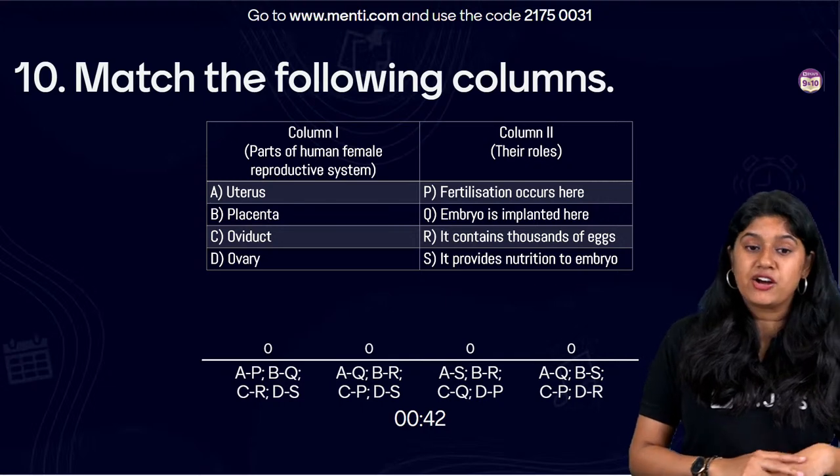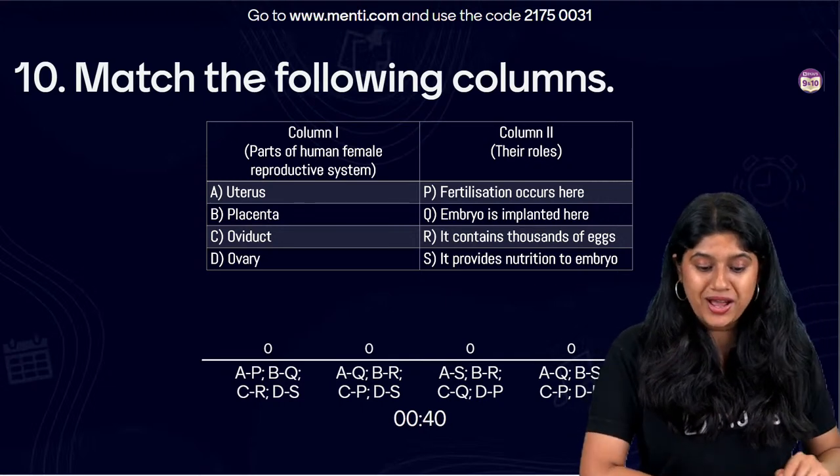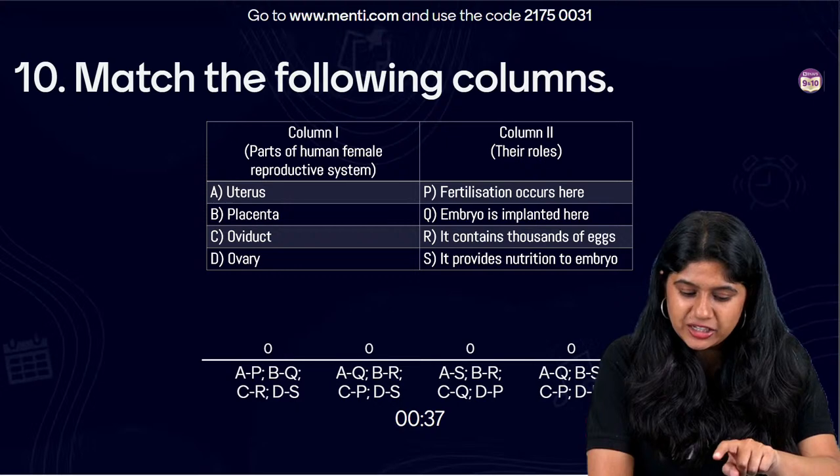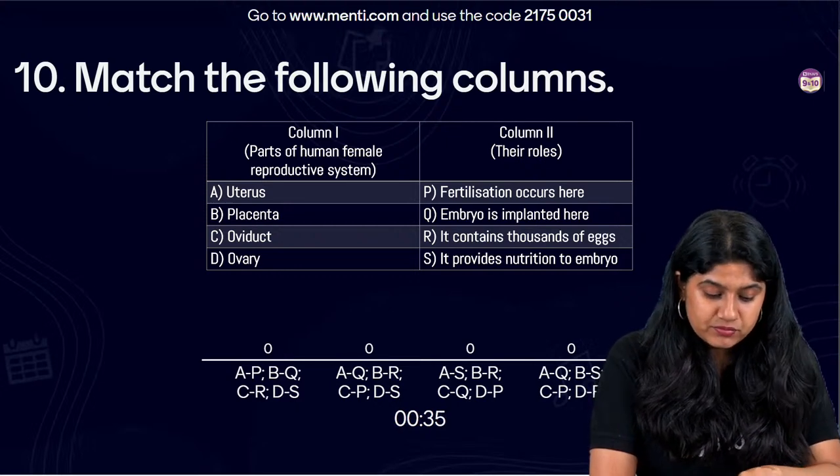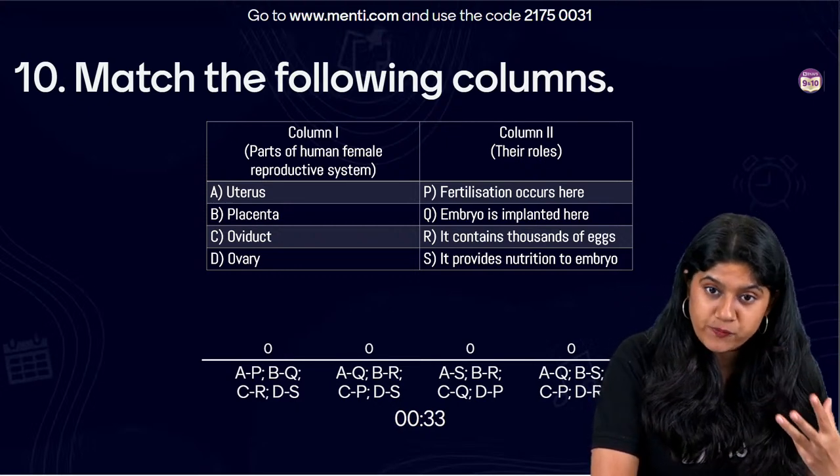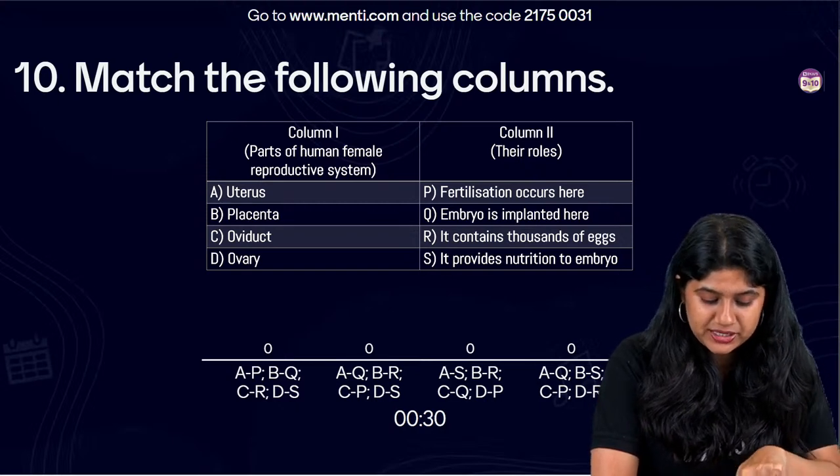So, what is the main function of the uterus? Do you have to match it with A goes with either P, Q, R, S. Same goes for placenta. Read the options carefully and then you have to pick these options.